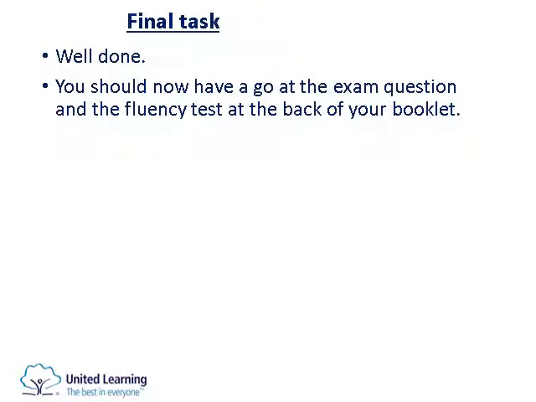And then the last 2 tasks for this week. There is an exam question in the booklet which I'd like you to have a go at, and also the fluency tests as well. In terms of the fluency tests, if you want to calculate uncertainty, then you need to calculate the range of your data first. So range is the biggest value, and then you take away the smallest value. And then the answer that you get for range, you divide that by 2, and that will give you the uncertainty.